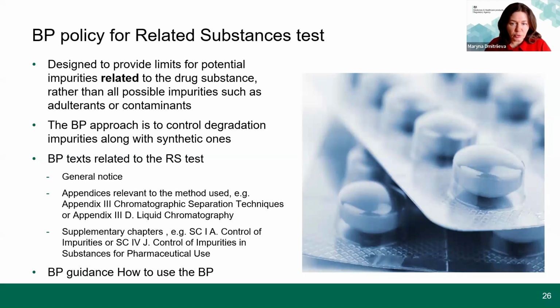It's the general notices, the appendices relevant to the method used, and the supplementary chapters of the British Pharmacopoeia. Also, the online guideline How to Use the British Pharmacopoeia is a good resource for understanding the BP monographs. At this moment, the guideline is being updated to reflect the recent amendments in the monograph style and requirements, and will be republished on the BP website very soon. Next slide, please.